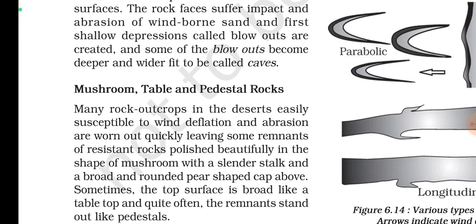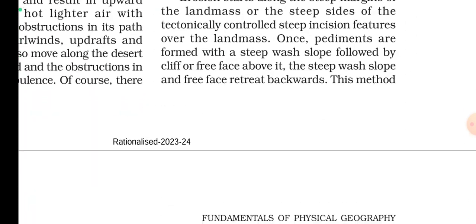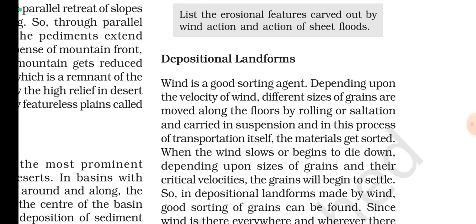Mushroom, table and pedestal rocks. So many rock outcrops in the desert easily susceptible to wind deflation and abrasion are worn out quickly, leaving some remnants of resistant rocks polished beautifully in the shape of a mushroom with a slender stalk and a broad and rounded pear-shaped cap above. Sometimes the top surface is broad like a tabletop, and quite often the remnants stand out like pedestals. List the erosional features carved out by wind action and action of seed plants.